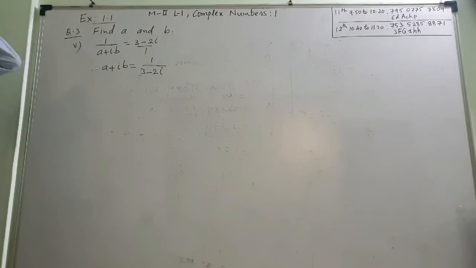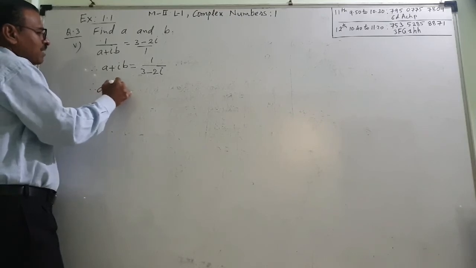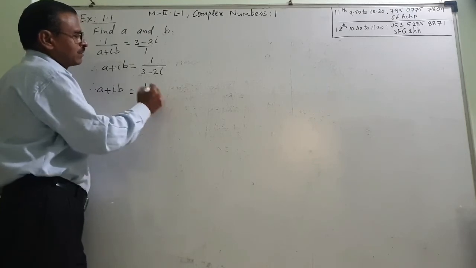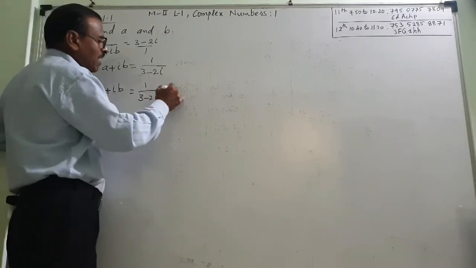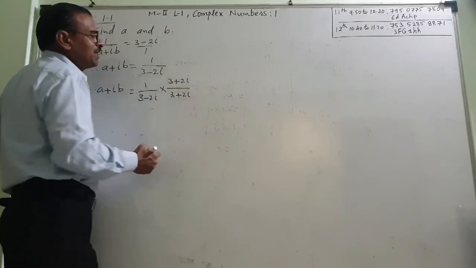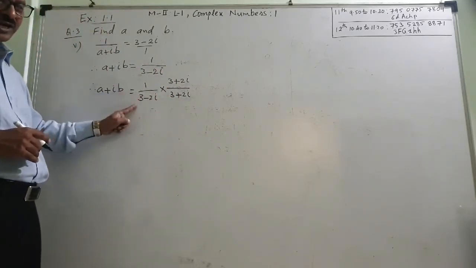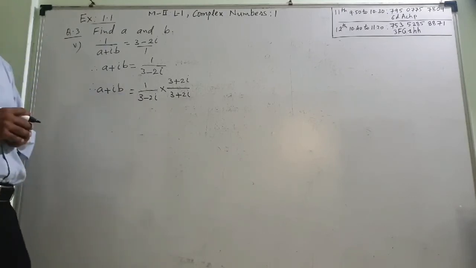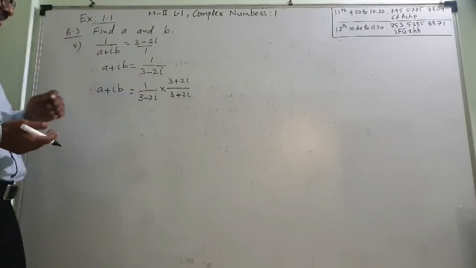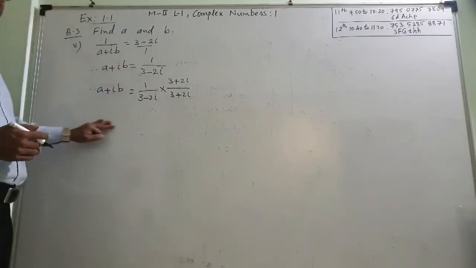Hope that you have understood this. Now how to simplify this? Therefore a plus ib or bi is equal to 1 upon 3 minus 2i. I will multiply and divide by 3 plus 2i upon 3 plus 2i. If I multiply and divide, then the value is not changing. Multiplying by the conjugate of 3 minus 2i, we call it rationalizing the denominator. In standard 9, we were saying rationalizing the denominator. Here we will say multiplying by the conjugate of 3 minus 2i. If you say rationalizing, no problem.